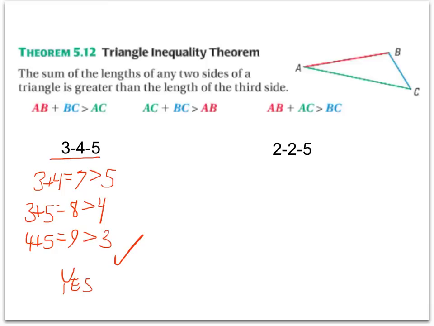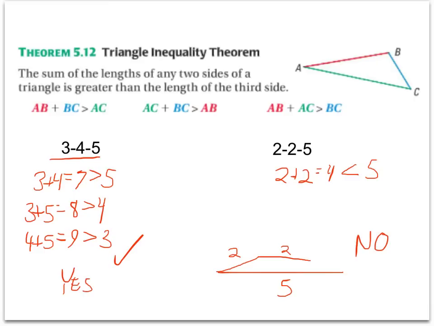In this second example, we start doing our check, and 2 plus 2 is equal to 4, which is not greater than 5. In fact, it is less than 5. So because of this, these cannot be the lengths of a triangle. And visually, we can represent that. Let's say this is a length of 5 as a side of a triangle. Well, if we take the other two lengths, 2 and 2, it doesn't quite reach the third length. 2 plus 2 is 4. It's never quite going to reach 5 to be a triangle. So this is not a triangle.